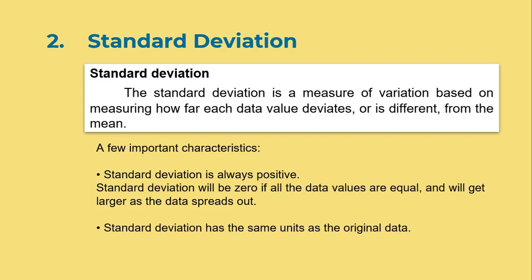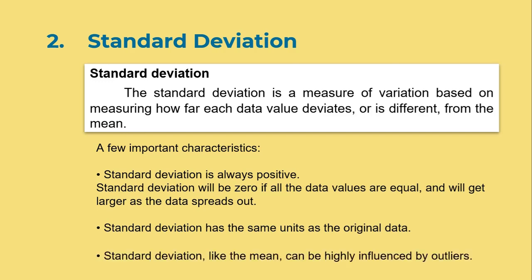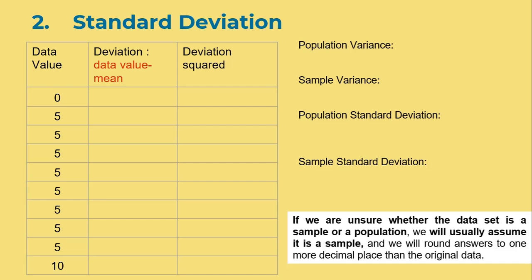Then it has the same units as the original data. So for example, the values that you're solving are heights. If your height is in meters, then the unit of your standard deviation is also meters. Okay, like the mean, it is also highly influenced by the outliers, those data that are far off. So the standard deviation is also influenced. You will see why as we try to solve in this example.